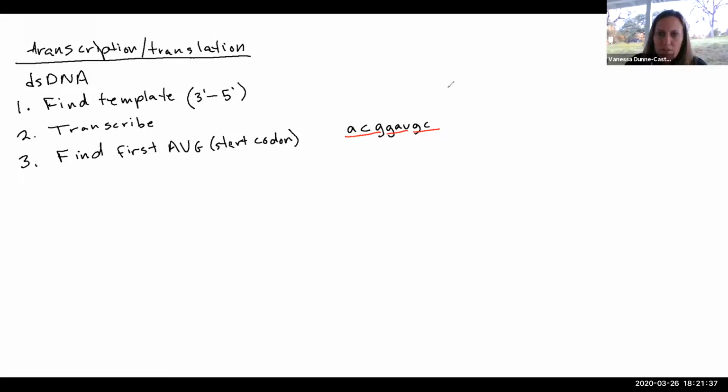Do not start reading at your first nucleotide with groups of 3. Instead, do this like a word search. You just go one nucleotide at a time: A, C, G, G, A, U, G. If you do it that way, you've just found it, right? Here's your first AUG, and this begins your reading frame. And then from here, you group all nucleotides together into codons.